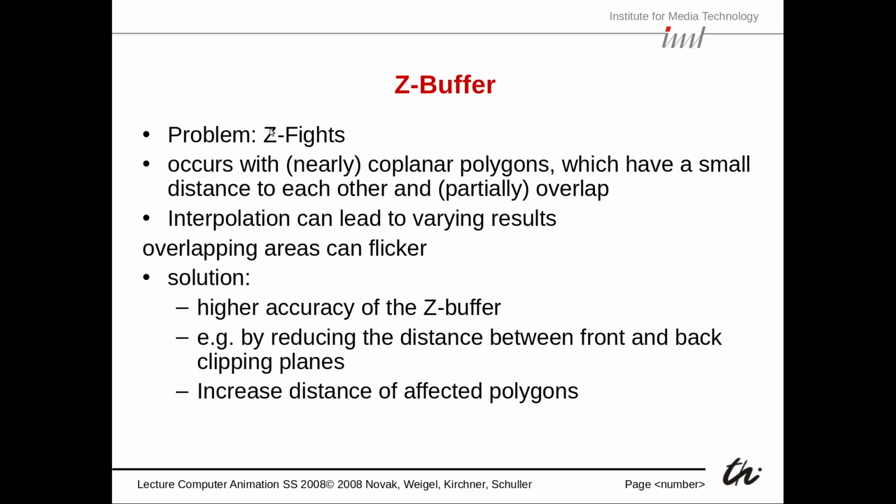Yeah, the problem here is so-called Z-fights. This occurs with nearly coplanar polygons, which have a small distance to each other and partially overlap. And interpolation can lead to varying results. So overlapping areas can flicker, for instance. Solution: using a higher accuracy of the Z buffer, for instance by reducing the distance between front and back clipping planes, and increase the distance of the affected polygons.